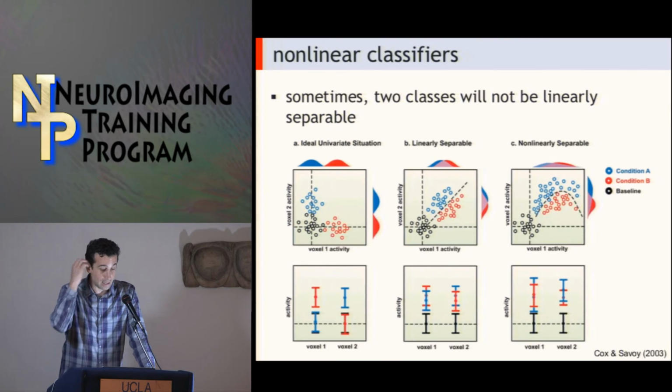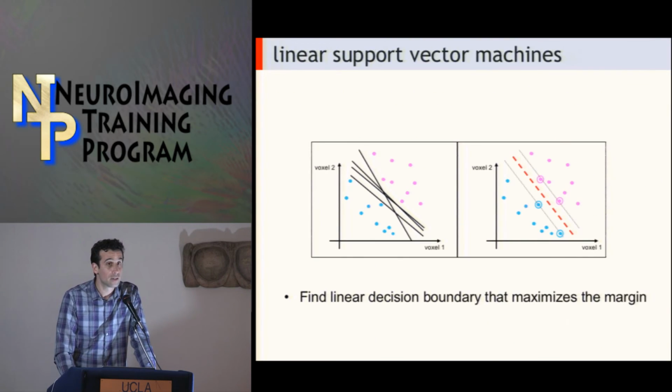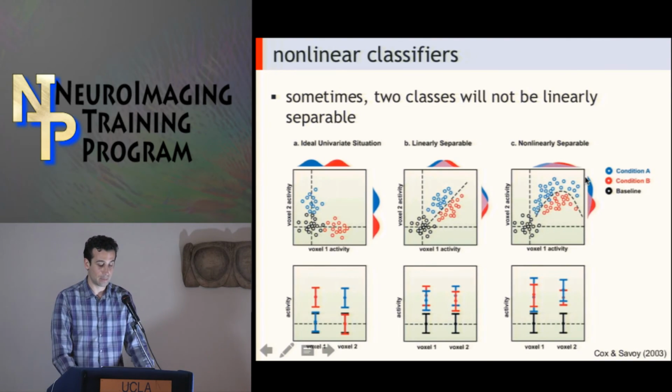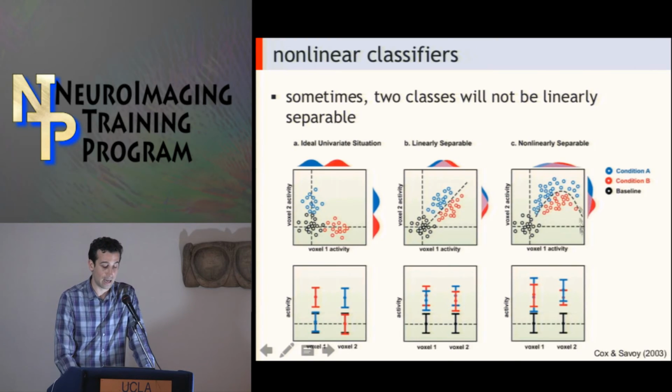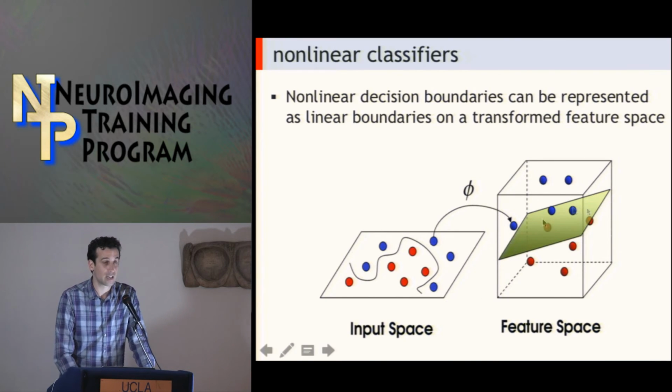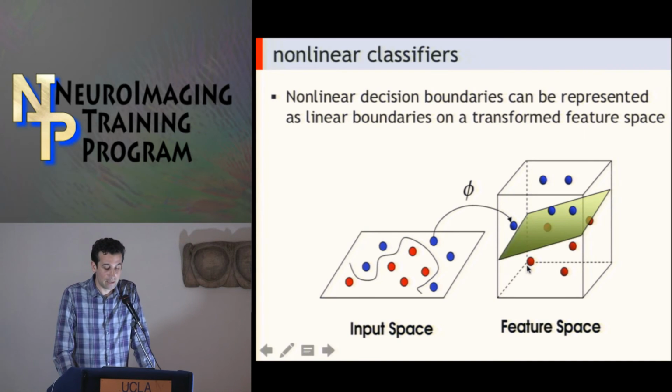So sometimes classes are separable, like in these examples, with a linear function. And sometimes they're not linearly separable. Even with two voxels, there could be some nonlinear relationship, where when voxel activity 2 is high and 1 is medium, you get a different result than when 1 is high and 2 is high. And in that case, you might need a nonlinear classifier to distinguish between these classes. So nonlinear classification boundaries can be represented as linear boundaries on some transformed or projected feature space.